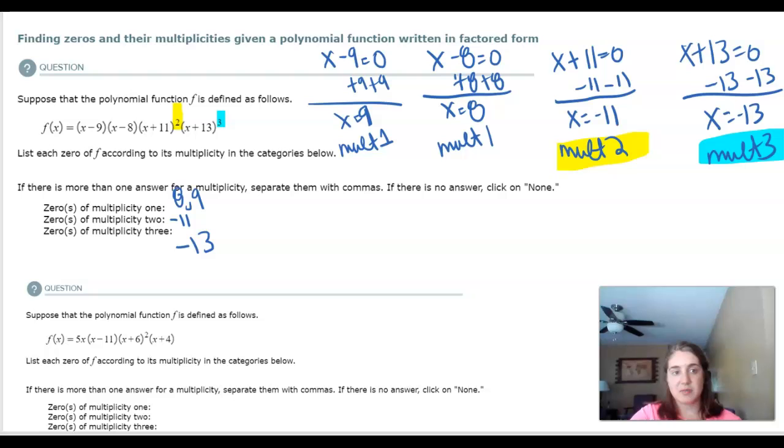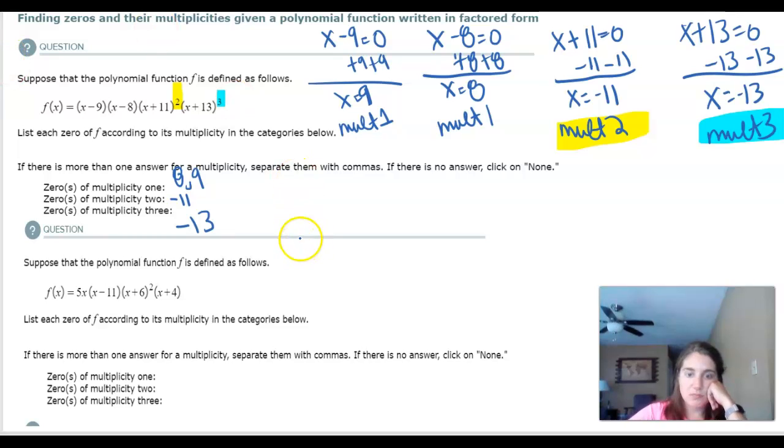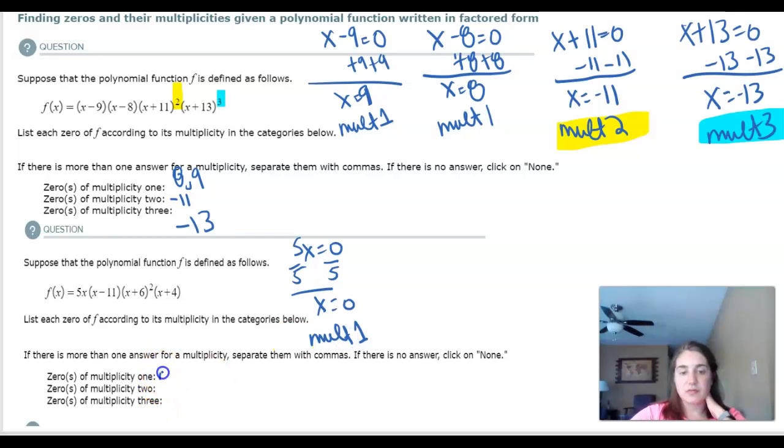I want you guys to try the same idea for down here. 5x equals 0 has a multiplicity of 1, x minus 11 has a multiplicity of one.